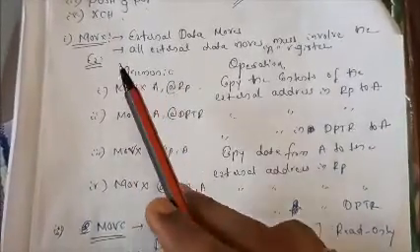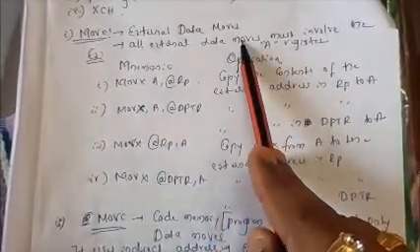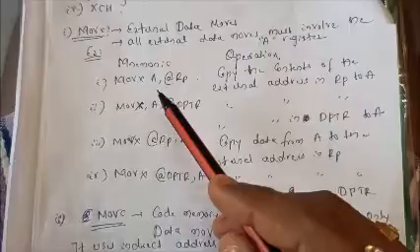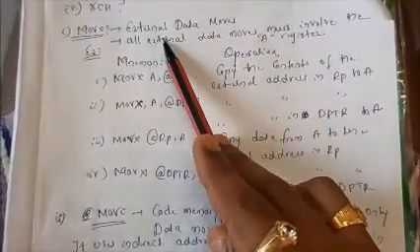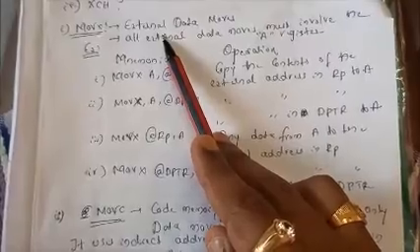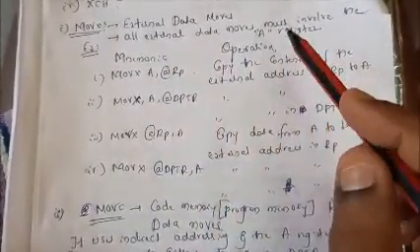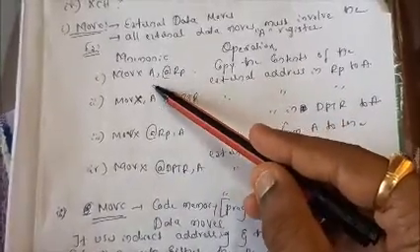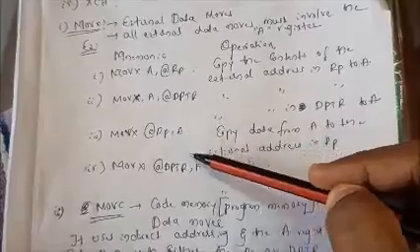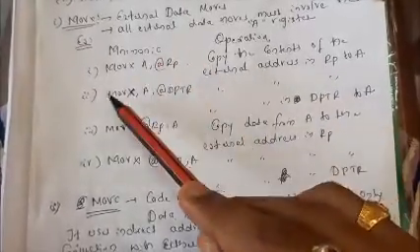Let's start with the first one, the MOVX instruction. This is the external data move. As seen in your previous diagram, it is the external data move between the RAM and the microcontroller. And all the external data moves must involve the accumulator register. You can see some of the mnemonics here. Everywhere, one of the registers is the accumulator, and that is fixed. You can see some examples.